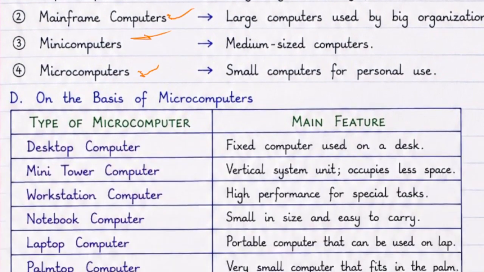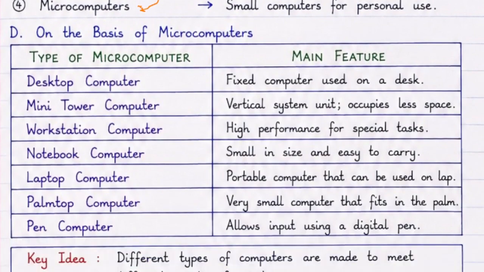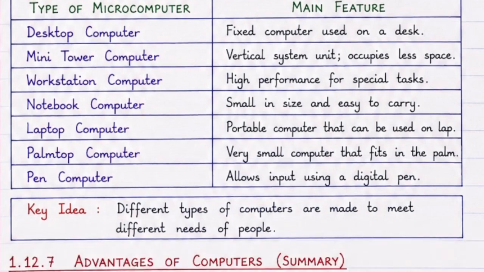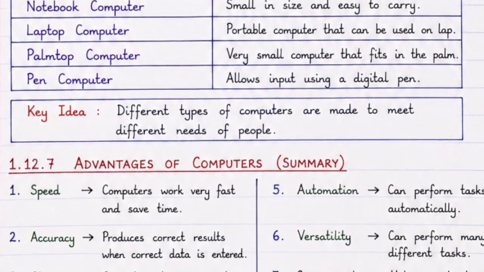So now for these microcomputers, we have different types. We have the desktop computer, mini tower computer, workstation, notebook, laptop, palmtop, pen computer. So desktop, a fixed computer used on the desk; vertical system occupies less space, high performance. All of these are what I believe we know. Okay, now let's move on to the advantages of computer.